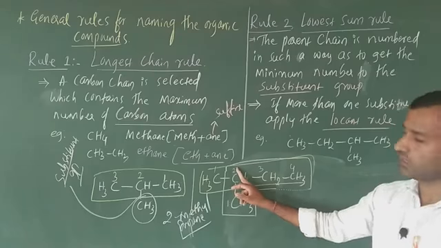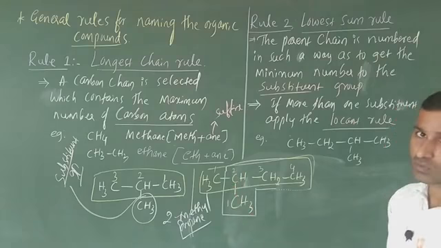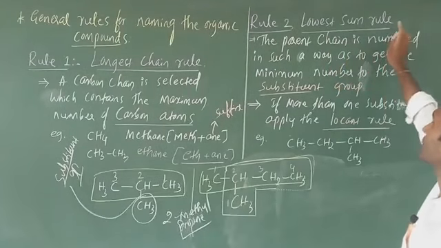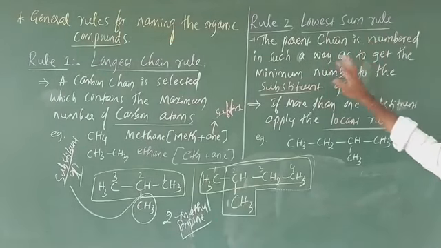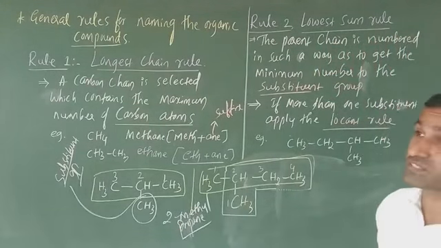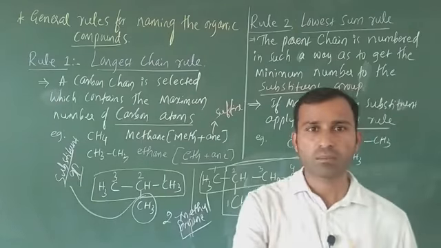This is the wrong method. Because of this, the 3 position is having a substituent group. This lowest sum rule is going to fail. That's why. What is the lowest sum rule? According to the lowest sum rule, the parent chain is numbered in such a way as to get the minimum number for the substituent group. The substituent group is going to get a minimum number.